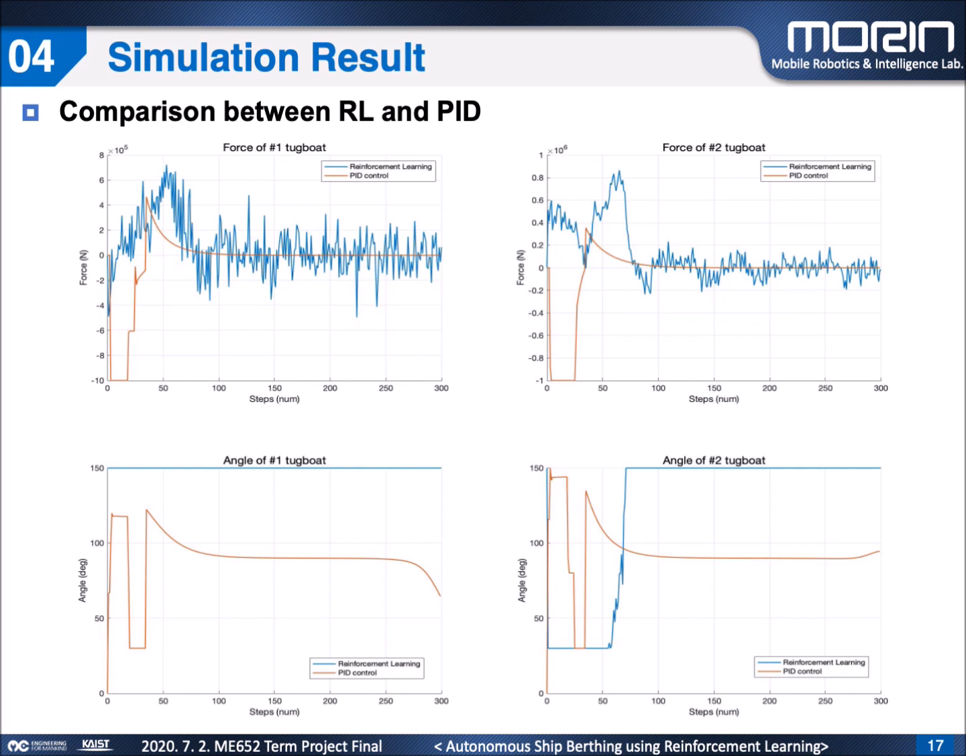Now let's compare the values of the control inputs. As shown in the figure, it can be seen that the oscillation is large for both the RL and PID control methods. If you look at the angle value of the tugboat, you can see that the RL output is under constraint. In this case, the constraint should be larger, or the amount of changing rate should be learned so that the model can be learned well.